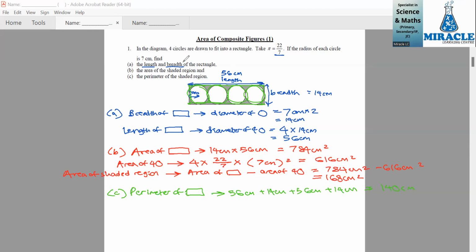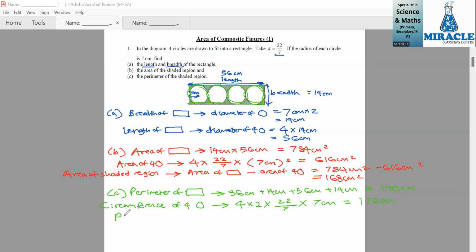Now let's find the perimeter of 4 circles. The perimeter of a circle is the same as saying the circumference. So the circumference of 4 circles would be, we know that the formula for the circumference of a circle is 2 pi r. Now we want 4 circles. So let's take 4 times 2 times pi, which is 22 over 7, times r, which is 7 cm, and this gives us 176 cm.